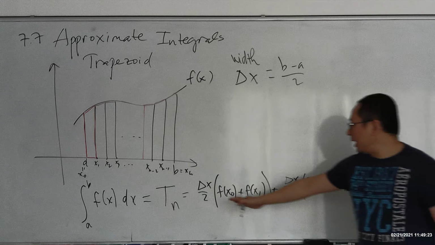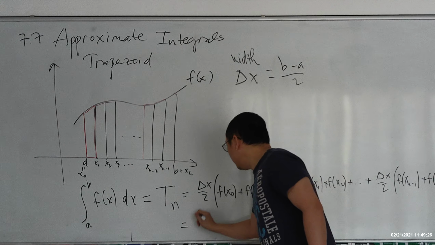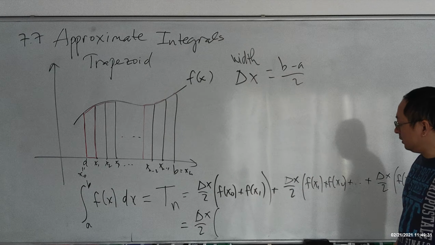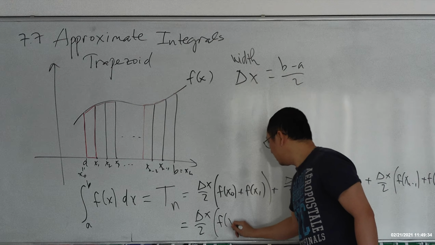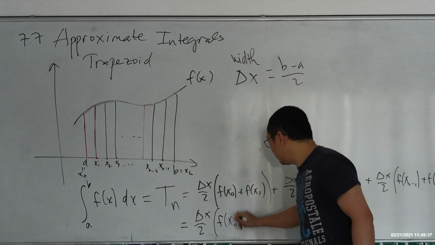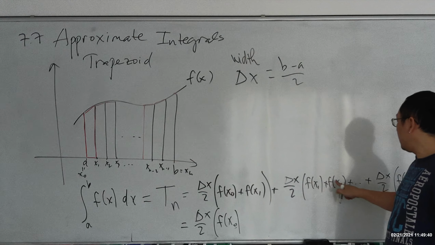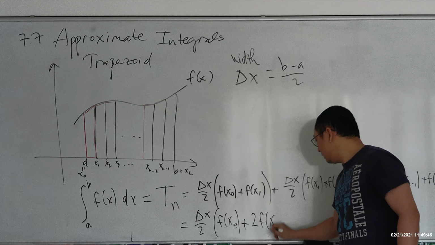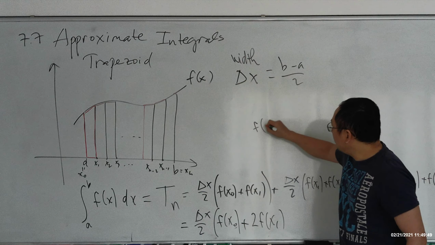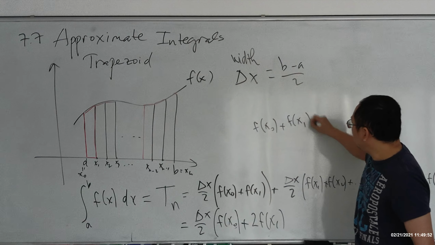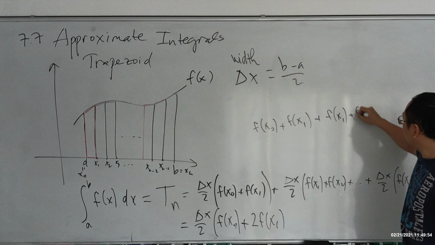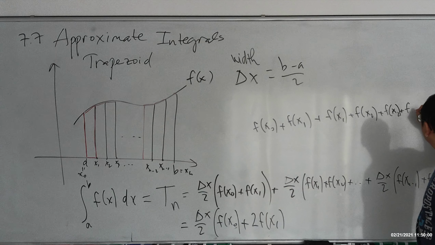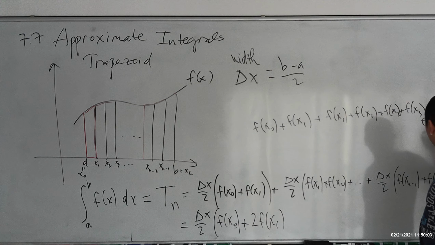Now we can factor out delta x over 2 as a common factor. We're going to group and combine all the like terms: f of x0, then f of x1 plus f of x1, f of x2, to the end. So you're going to have 2 times f of x1, because you have f of x0 plus f of x1, and plus f of x1 plus f of x2, and plus f of x2 plus f of x3, and so on, all the way to f of xn.